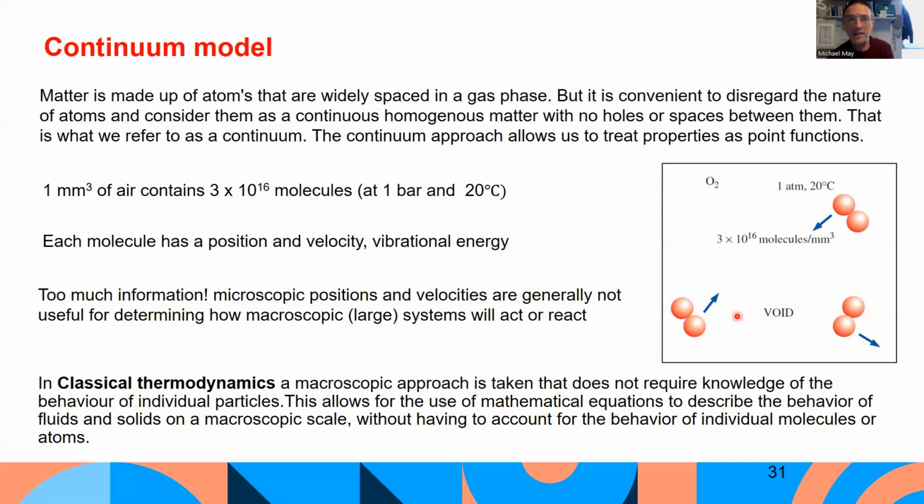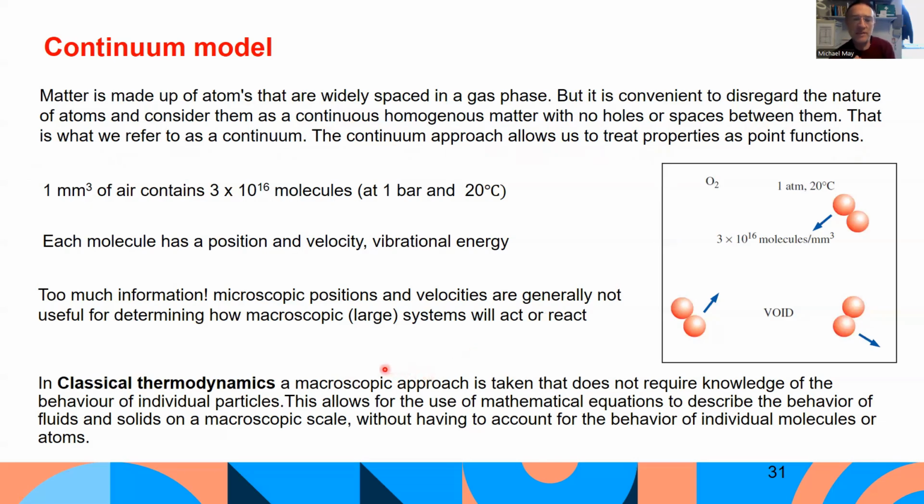What we do instead is take a classical thermodynamic approach and assume that matter is a continuum, that it's made up of matter where there's no gaps and no individual particles. So it says here, matter is made up of atoms that are widely spaced in a gas phase, but it's convenient to disregard the nature of atoms and consider them as continuous homogeneous matter, no holes or spaces between them. That is what we refer to as a continuum. The continuum approach allows us to treat properties as point functions.